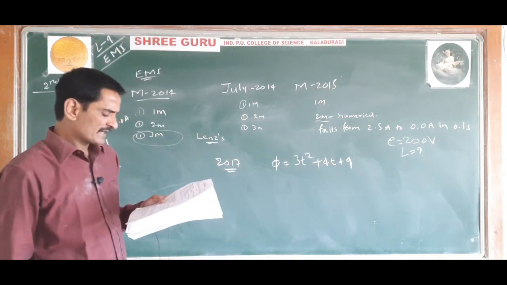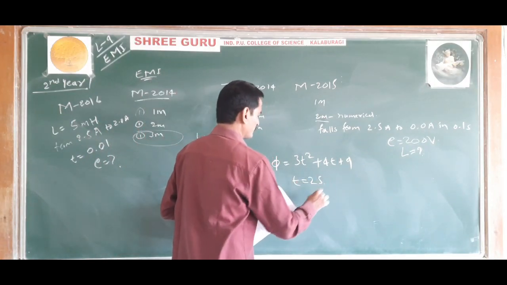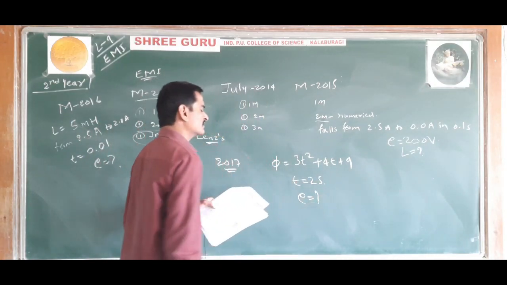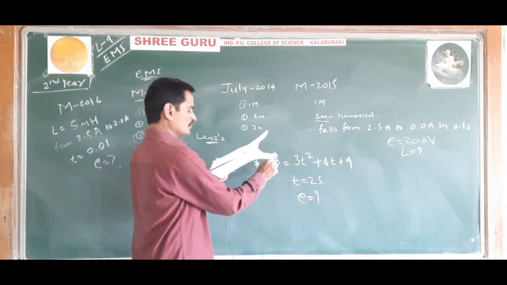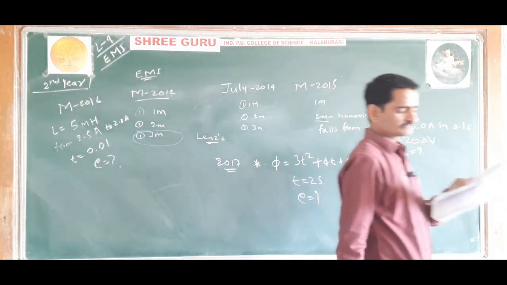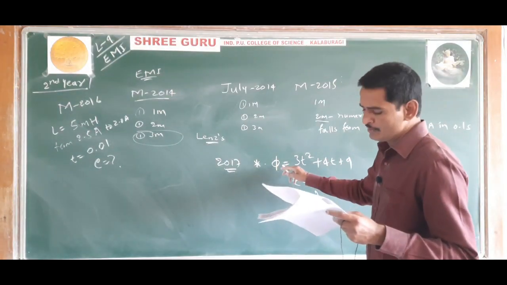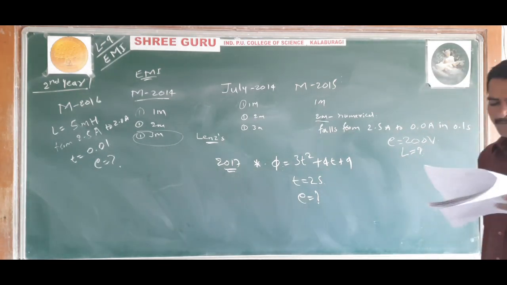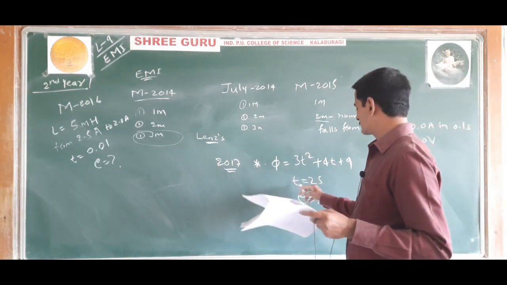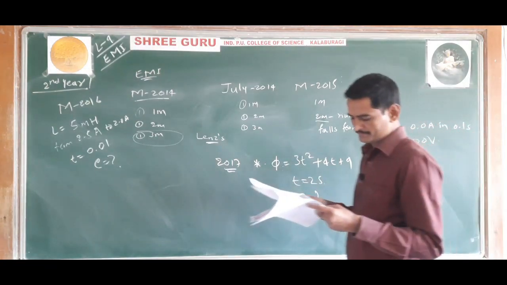Find the magnitude of the EMF induced at t is equal to 2 seconds. This question is for 2 marks. Once again I will read. The magnetic flux linked with a coil varies as phi is equal to 3t square plus 4t plus 9. Find the magnitude of the EMF induced at t is equal to 2 seconds. Understood? For 2 marks.